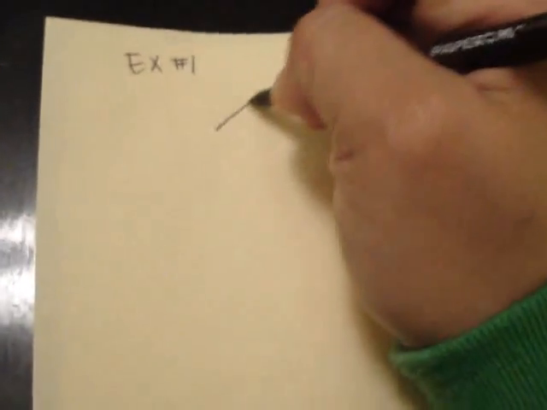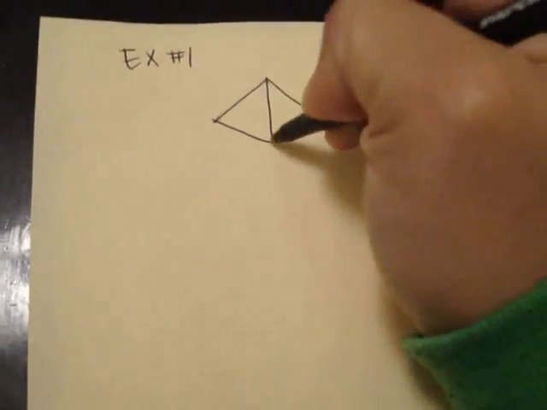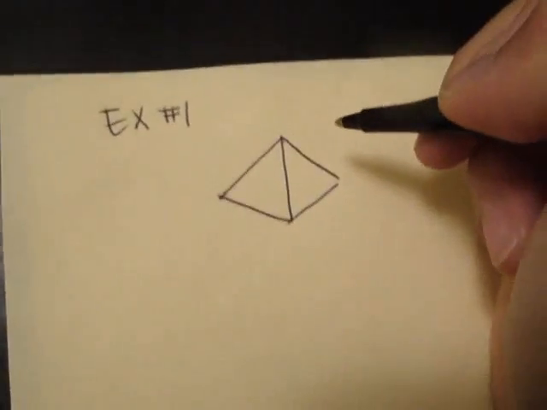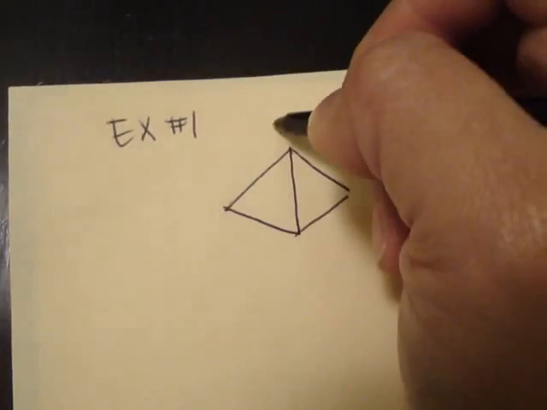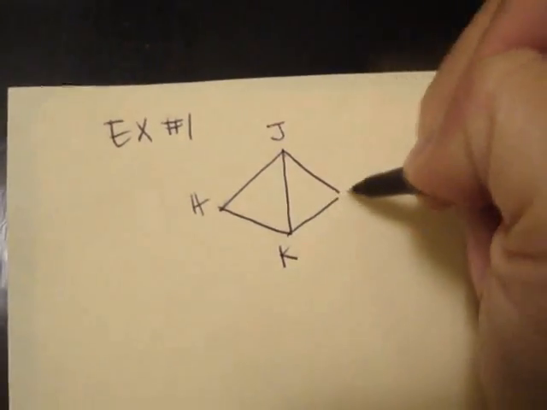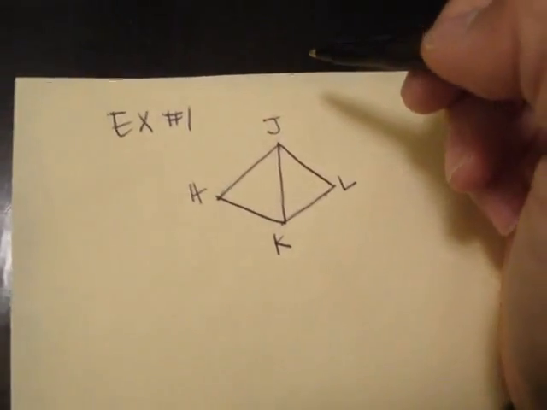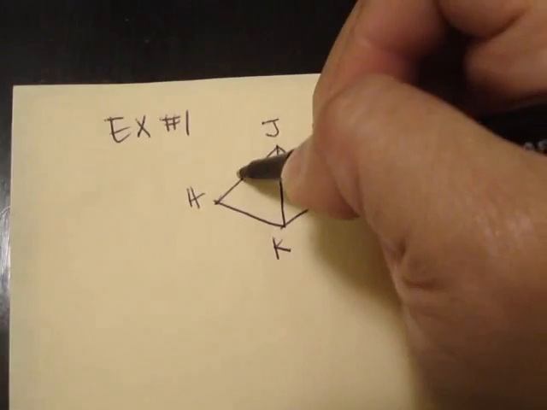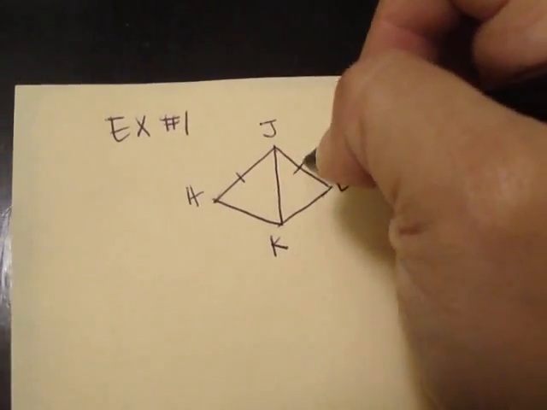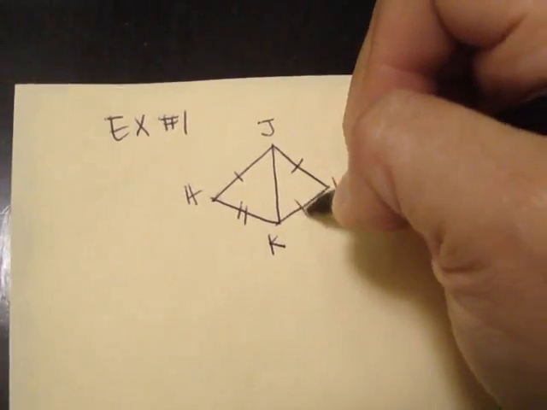Two triangles right here that share a side with each other. And this is triangle JHK, and this is triangle JLK. And we know that JH is congruent to JL, and HK is congruent to KL.